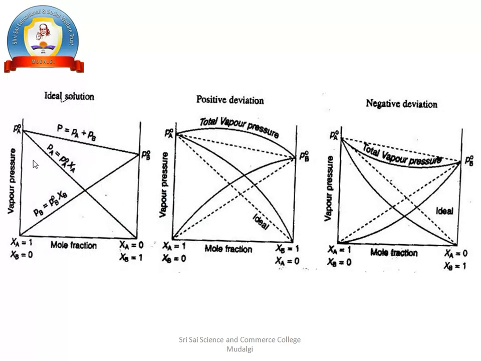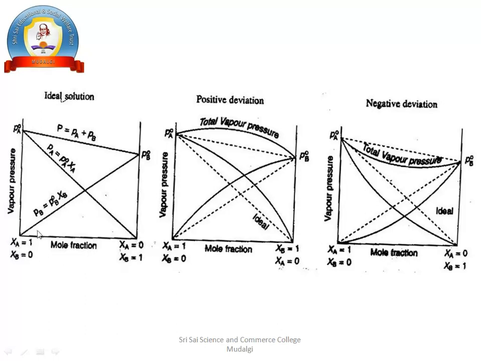Now, this is an important part. We have explained the ideal solution and the non-ideal solution. Under that, the non-ideal solution can be classified into two types, that is, showing positive deviation and negative deviation. Now, this is the graphical representation for the concept of ideal solution, non-ideal solution with positive deviation, and non-ideal solution with negative deviation. Say, for example, this is the plot of the graph of vapor pressure versus mole fraction. This is for the mole fraction of component A, and similarly the mole fraction of component B.